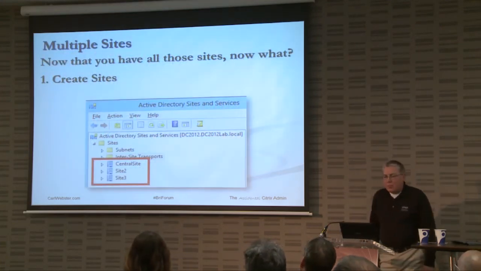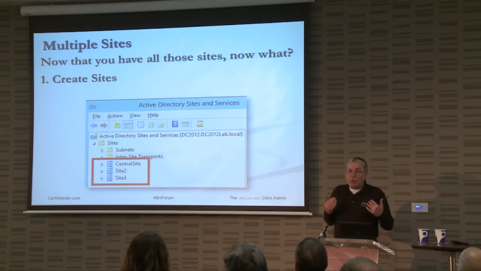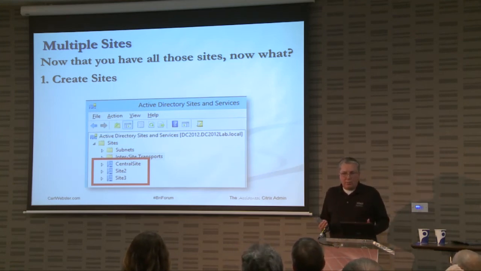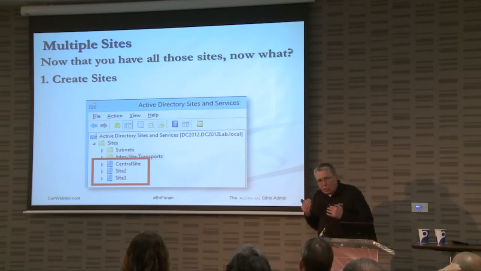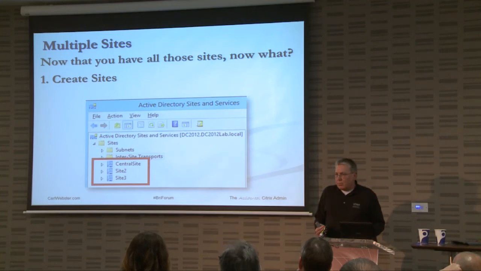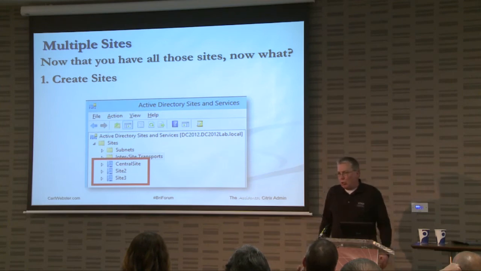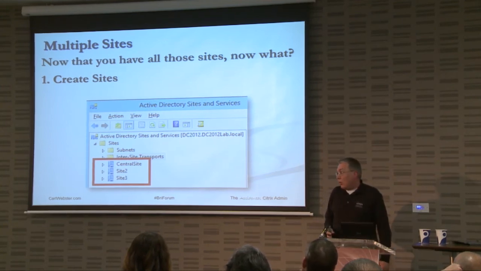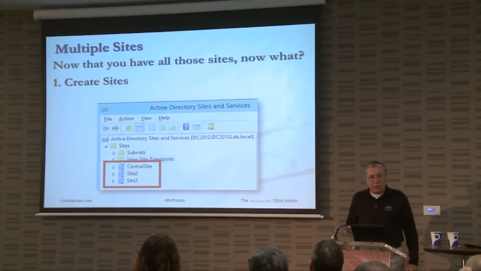So now that we have all those sites, now what? Actually, you need to make sure you have created all your sites. Create as many sites as you need, but as few as possible. It's kind of like most design decisions, like when you're creating a XenApp farm. How many zones should you use? How many zones should you have? Well, as many as you need, but hopefully as few as possible. It's the same thing with sites. Have as many sites as you need, but as few as possible.